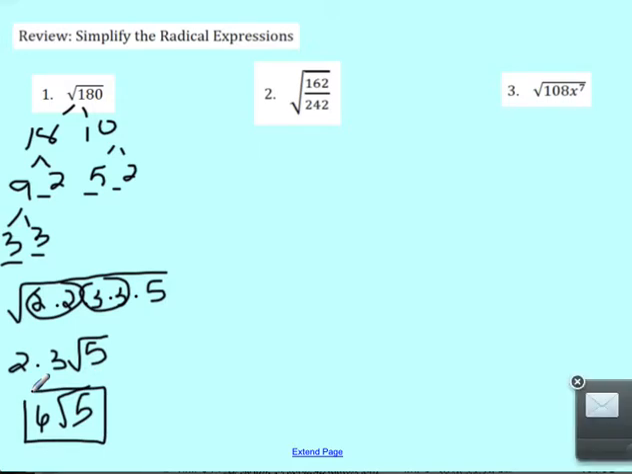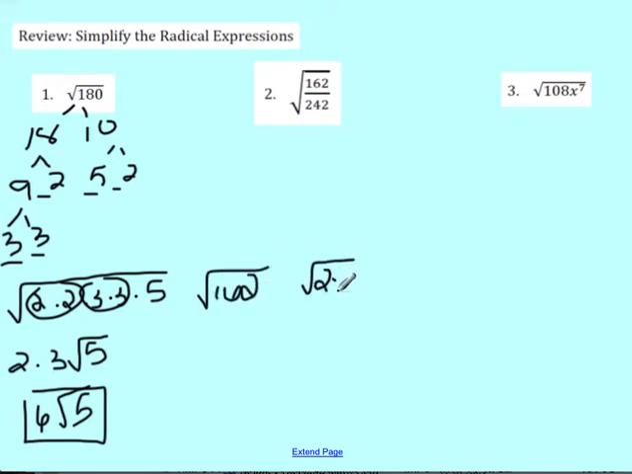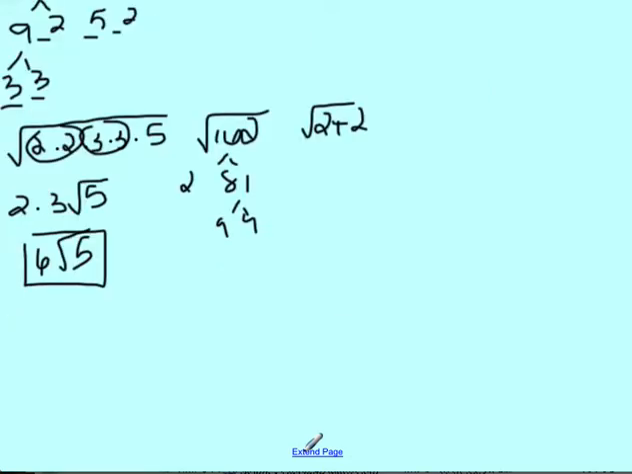Now, let's take a look at number 2. So for number 2, we need to simplify each of these radicals. So we need to simplify the square root of 162. We also need to simplify the square root of 242. Well, I don't necessarily know what goes into 162, so I just divided it by 2 because I saw it was even. And then I got 81. So then 81 I can break down to 9 and 9. And then each of those 9's I can break down to 3 and 3.